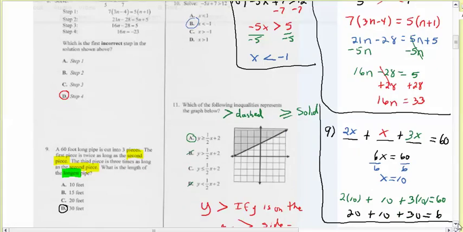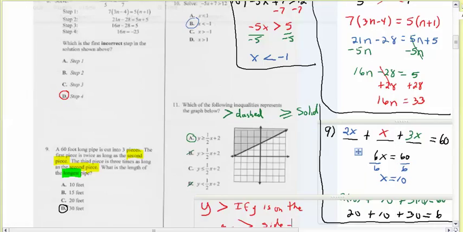And it says there's a 60-foot piece of rope. That's where the 60 came from. 3 pieces. I put 3 lines to represent each piece. It says the first piece is twice as long as the second. The third piece is 3 times as long as the second. What is the length of the longest piece?